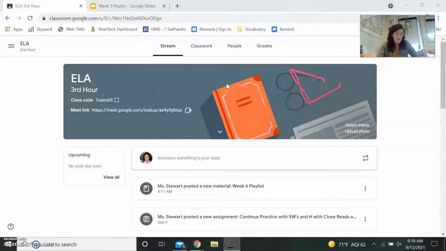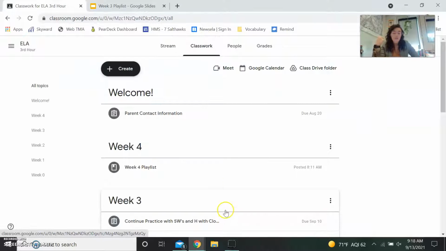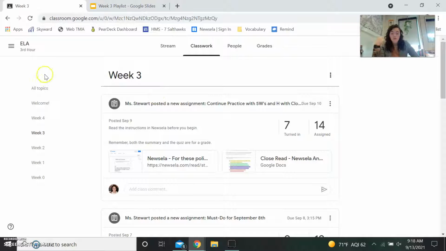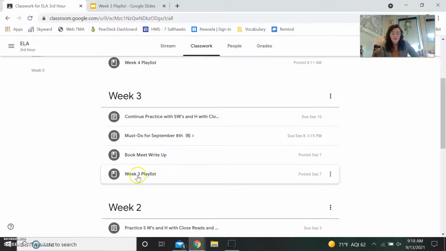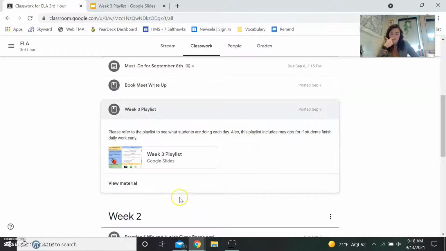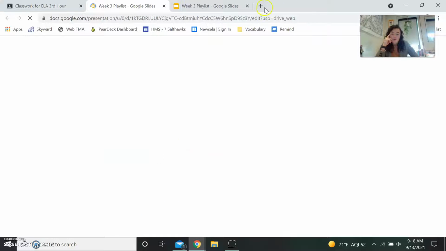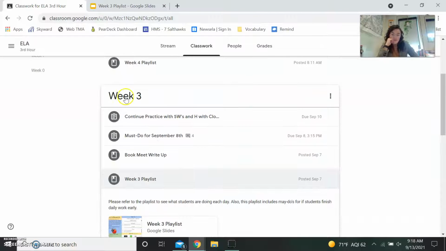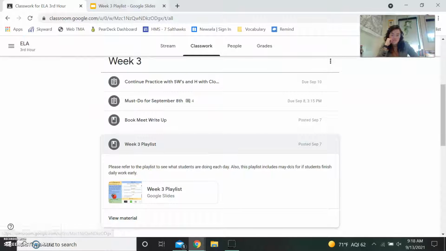Even if you're not in third hour, all of my Google Classrooms look the same. So we'll just click over here on classwork, and you'll find all of the different weeks posted here. We're going to work in week 3. So I'm going to go to the week 3 playlist, because that's where we're going to find all of our information for what we do this week. You'll go ahead and click on that. And then this is where you are. So again, just in week 3, click on the playlist here.